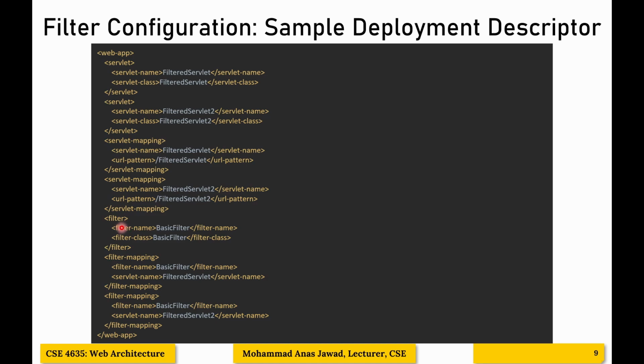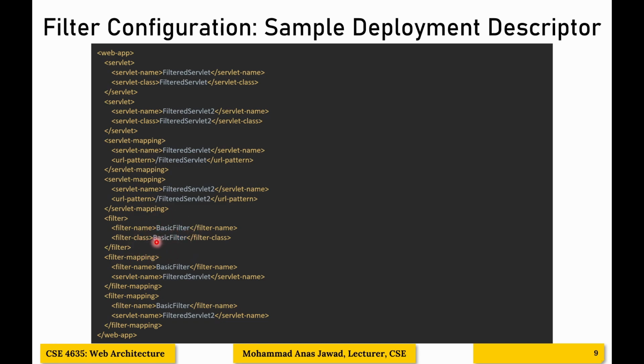Now, as you can see, this filter element has two nested elements, filter name and filter class. Filter name and filter class elements are used to basically register a filter. The name of the filter that we are trying to register is given as basic filter, and the class that this basic filter is referring to is also basic filter class. Okay. Next, we have to map which servlet this filter should be mapped to, right?